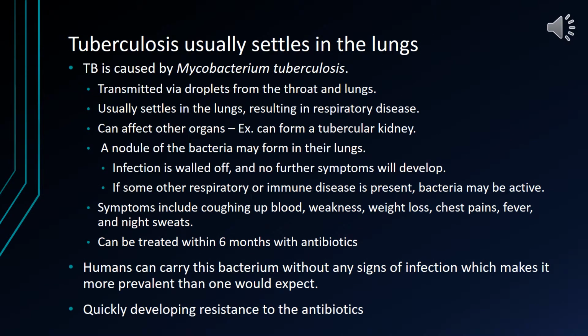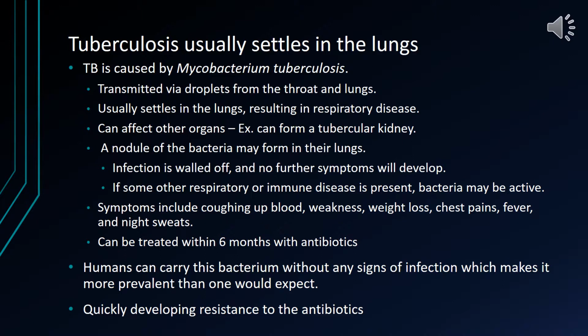We've already talked about tuberculosis in the respiratory system module, but we're going to review it real quick again. And tuberculosis is a disease which usually settles in the lungs, and it's caused by a bacterium called Mycobacterium tuberculosis. It's transmitted via droplets in the air from the throat and lungs, and it usually causes respiratory disease, and it can affect other organs other than the lungs. For example, it could cause a tubercular kidney.